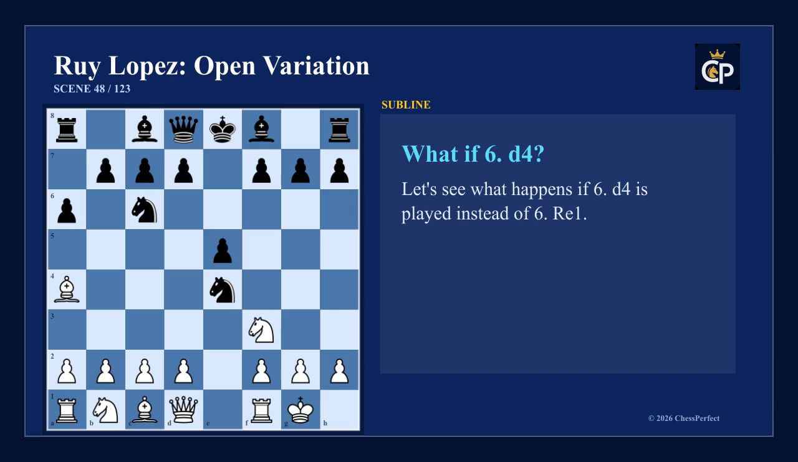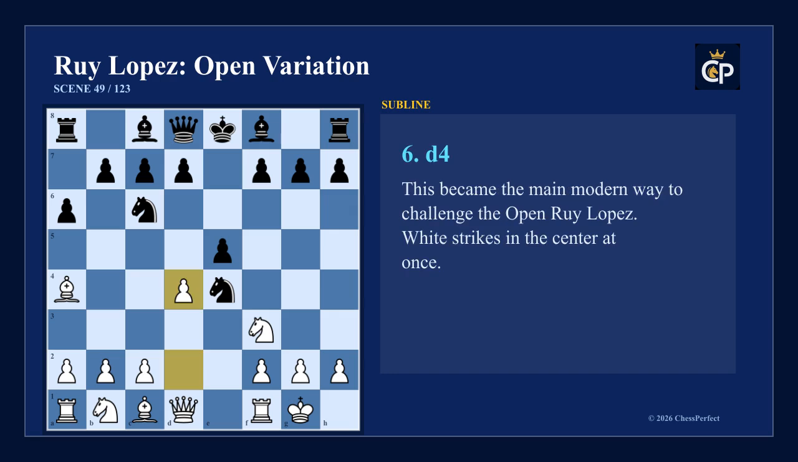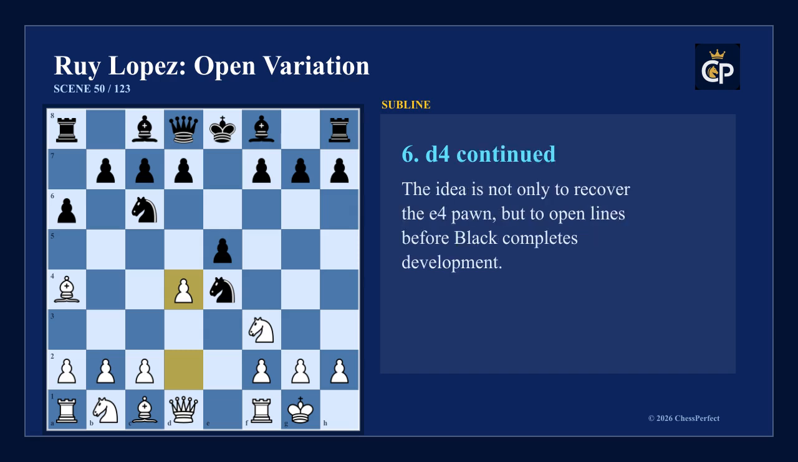Let's see what happens if d4 is played instead of rook e1. d4. This became the main modern way to challenge the open Ruy Lopez. White strikes in the center at once. The idea is not only to recover the e4 pawn, but to open lines before black completes development.